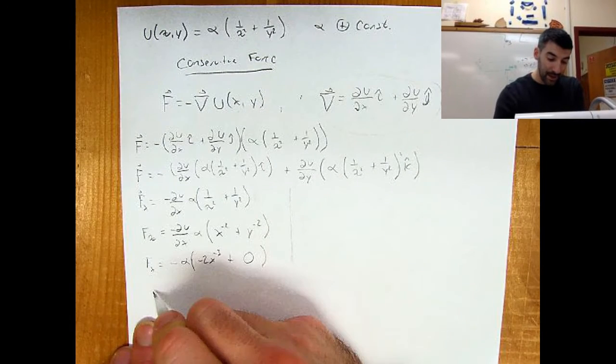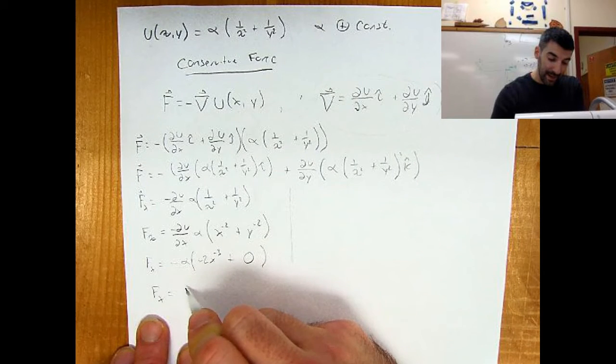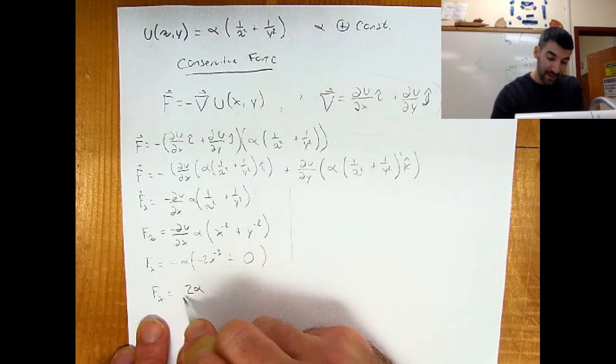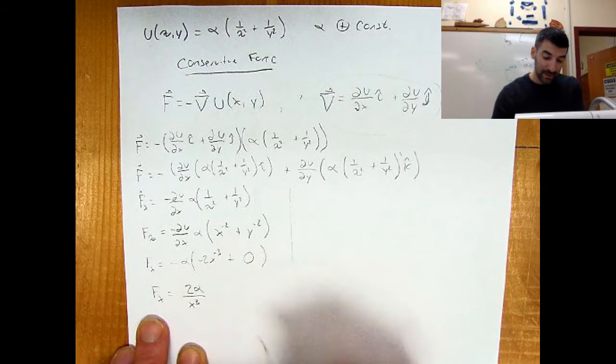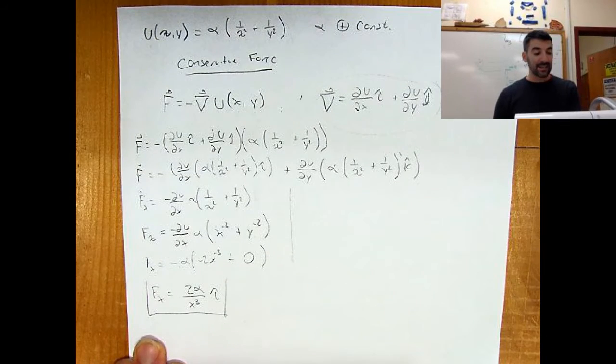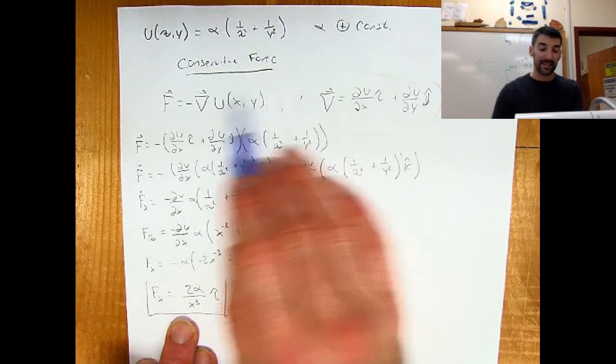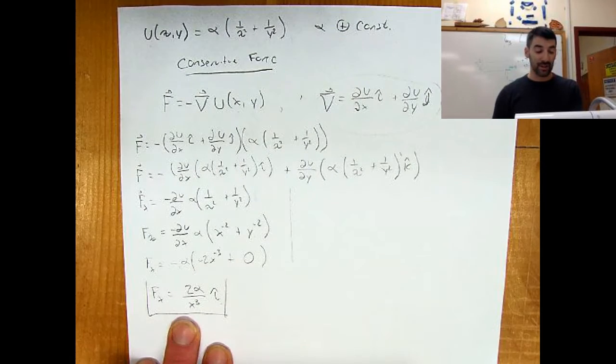Now I'm going to put that all together. My negative times negative is a positive, so I have 2 times alpha over x cubed in the I hat direction. That is my force in the I hat direction based on this expression, my change in potential energy.